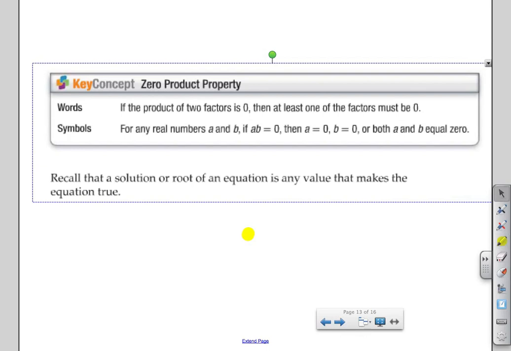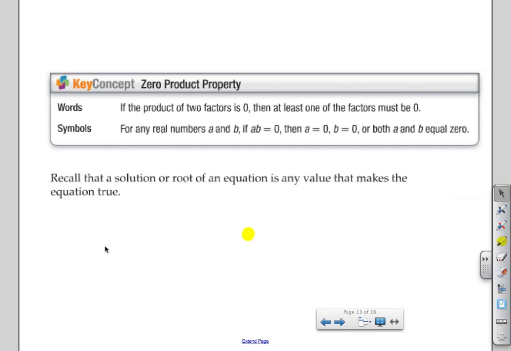The zero product property states that if the product of two factors is 0, then at least one of the factors must be 0. If the product of two factors is 0, then at least one of the factors must be 0. All right?